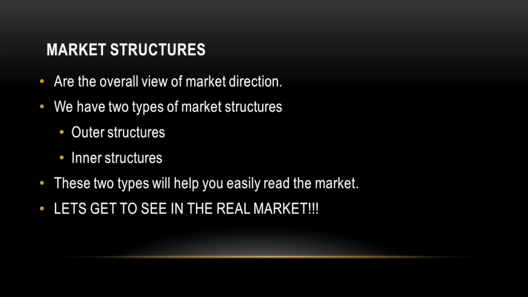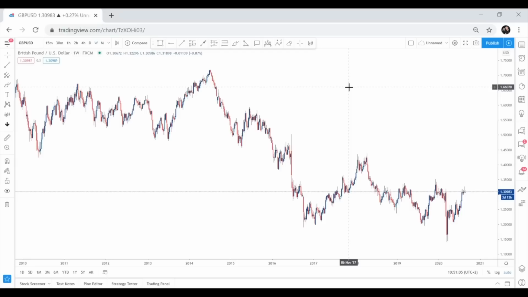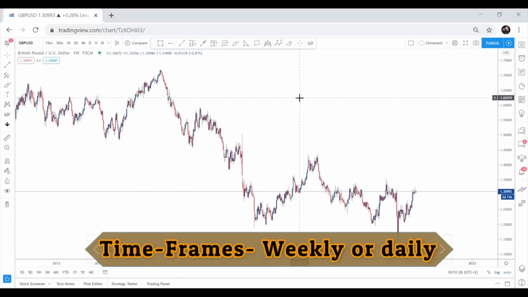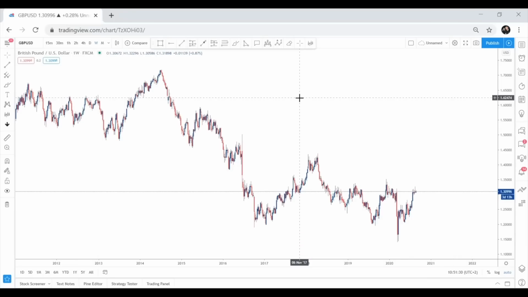Let's see in the real market what we actually mean. We're going to make an example looking at GBPUSD, which is pound dollar, right? In pound dollar, we're going to determine the outer structures before we determine the inner structures. The outer structures, we're looking at the bigger picture, in a weekly time frame or a daily time frame. What's the bigger picture telling us? Are we on a bearish trend, or are we on a bullish trend?